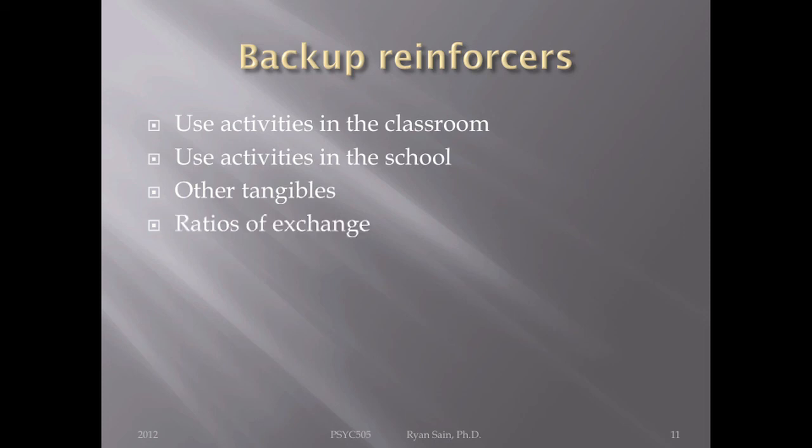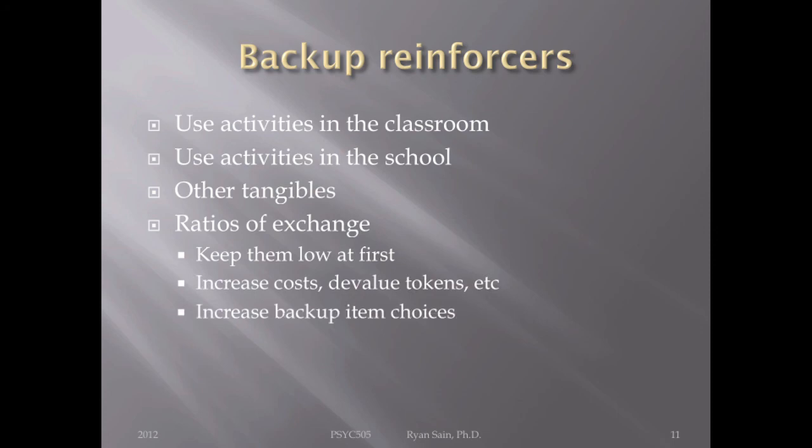Ratios of exchange. How do we exchange these tokens for actual things, right? So low ratios of exchange. In other words, really easy to exchange things. Okay? Stuff isn't very expensive, and you give lots of opportunities to go to the school store. Okay? Again, as we talked about earlier, increase the costs, devalue the tokens. You can increase backup item choices, right? So giving people more options is something that you want to do. That way they can learn to start saving up. They may like saving up and getting that bigger thing. So having all these different values on these things.